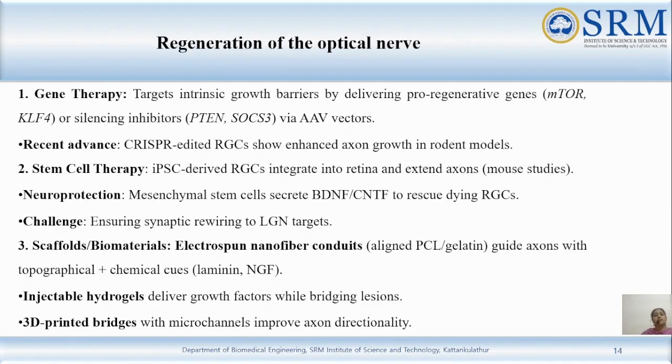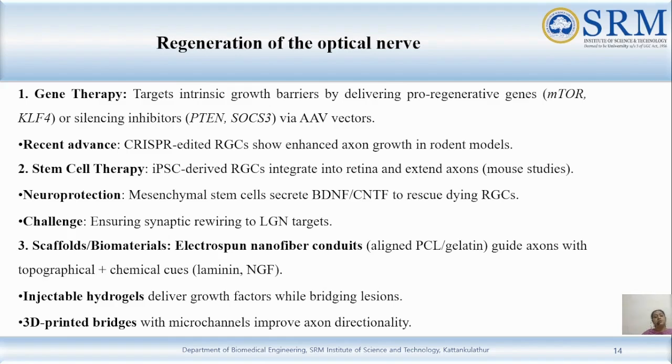Next, coming to regeneration in the case of the optic nerve. The optic nerve carries information from the retina towards the brain. So in case of any damage to the optic nerve, we can look at gene therapy. This targets intrinsic growth barriers by delivering pro-regenerative genes such as mTOR, KLF4, or silencing inhibitors such as PTEN and SOCS3 via adeno-associated vectors. Recent advances involve CRISPR-edited RGCs, which show enhanced axonal growth in rodent models.